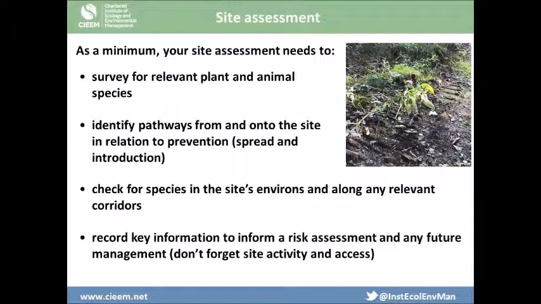Checking for species in the site's environs as well. So the survey shouldn't end at the red line boundary, and this is coming back to what Max said about defining the site, that it's quite important to consider species that are present just beyond the boundary. For if you take all the care in the world to control the species within a boundary property, but don't deal with the species outside of it, the problem will come back pretty quickly.